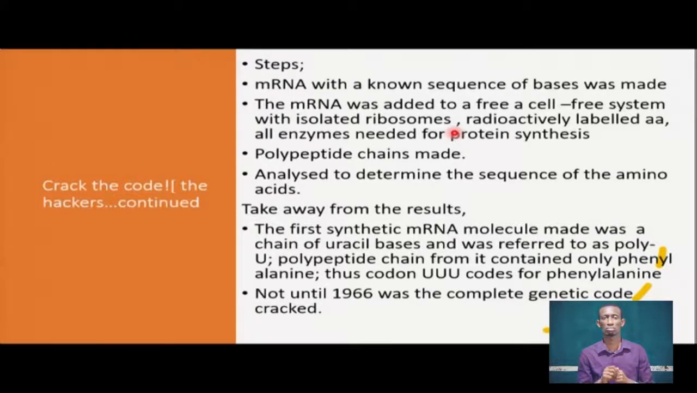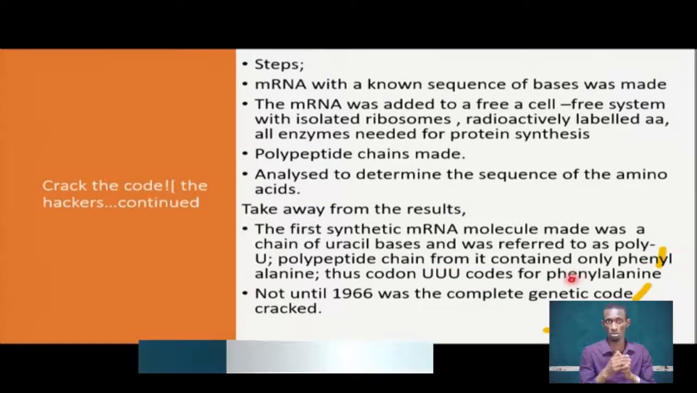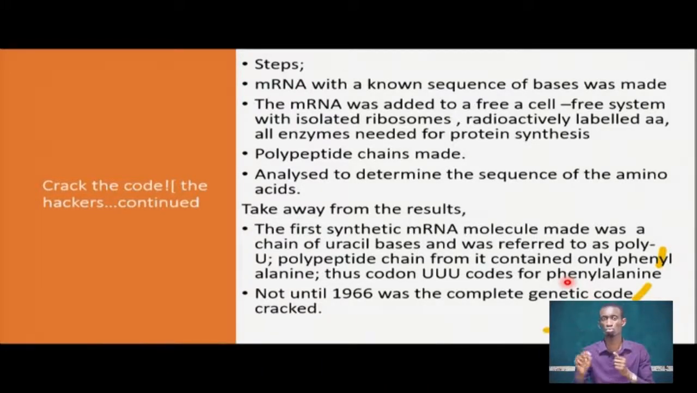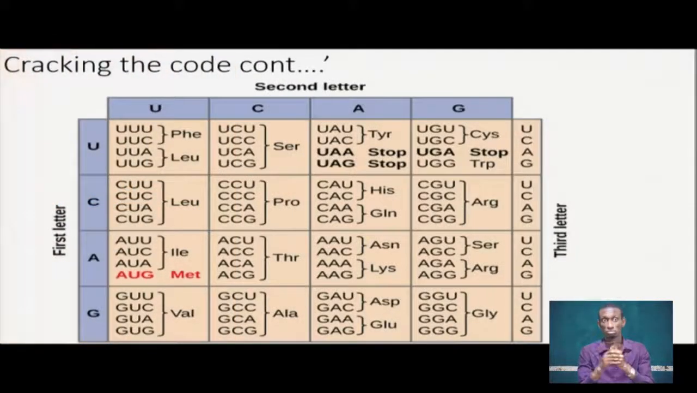So what do we take from it? One, the first synthetic mRNA molecule was made from uracil as the base. So you have a triplet, UUU. And what do they get? One specific amino acid, phenylalanine. So from there, they say, oh, you know what? Triple U can code for phenylalanine. Noted, checked. And not until 1966 was the whole dictionary determined, which is here.